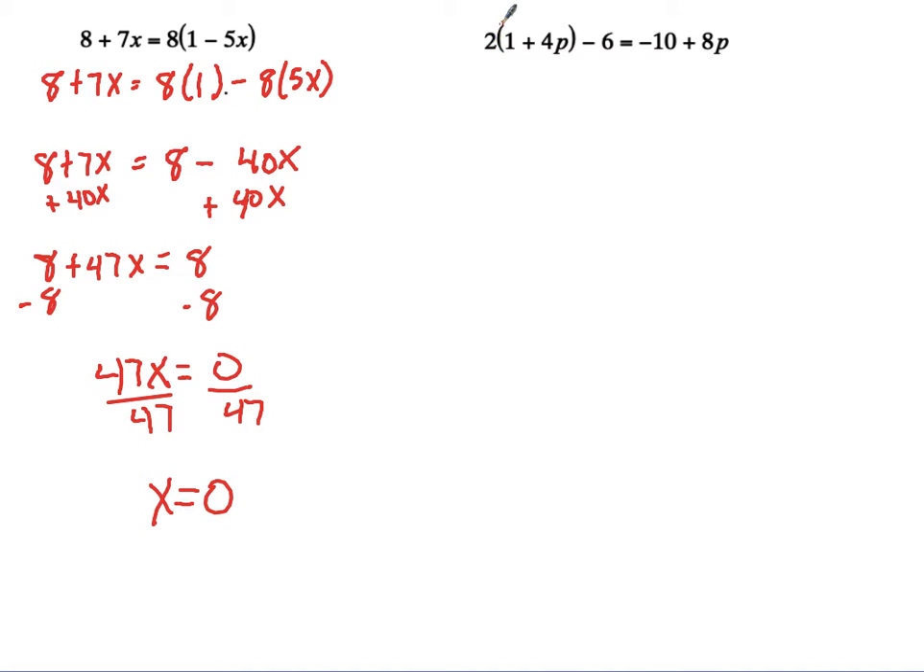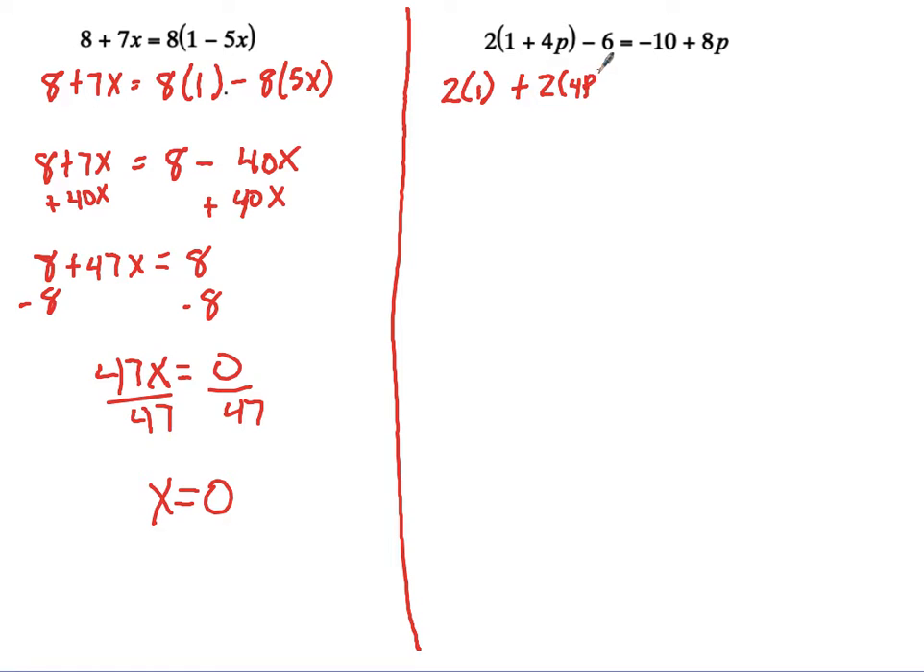So new equation. We'll talk about why I threw one that has a solution in with this lesson in special cases. So 2 times 1 plus 2 times 4p minus 6 equals negative 10 plus 8p.